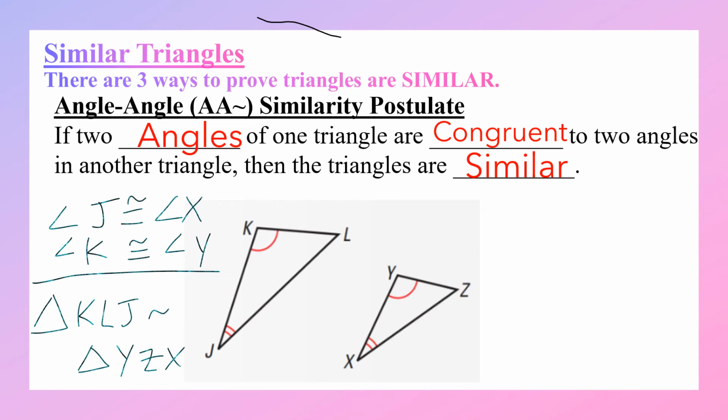So you have the angle-angle similarity postulate. If two angles of one triangle are congruent to two angles in another triangle, then the triangles are similar. So if you were given two diagrams like this, and we did not tell you that they are similar, you could use this postulate to help you decide that they are similar.